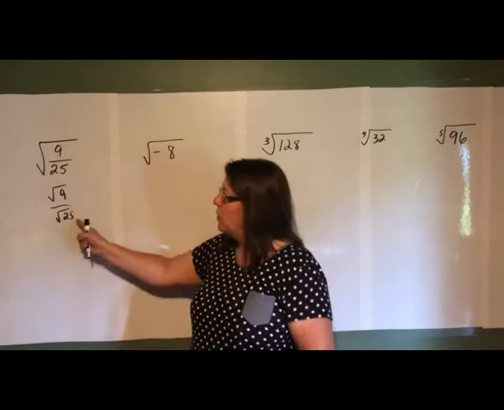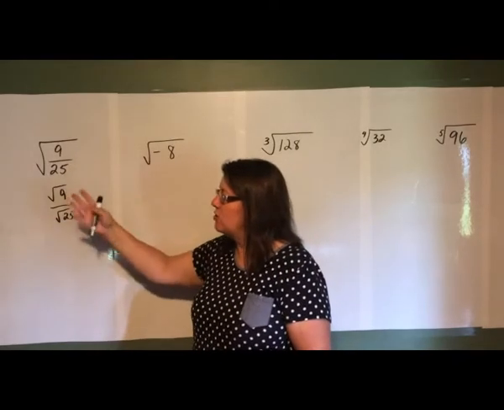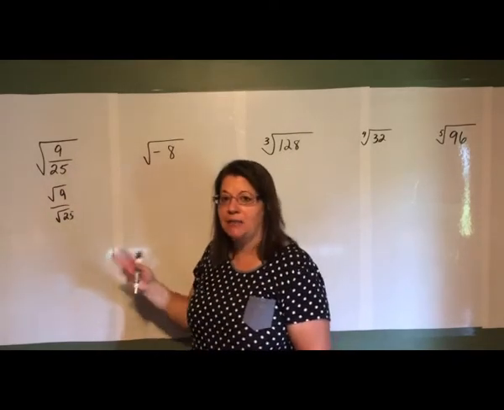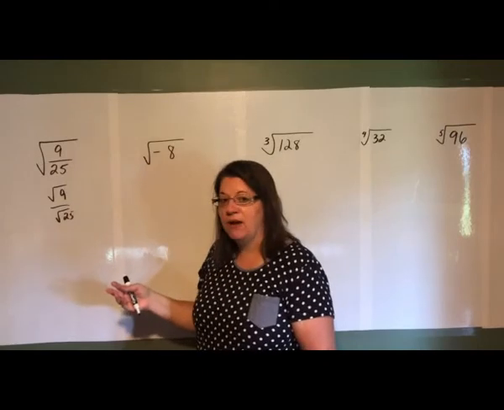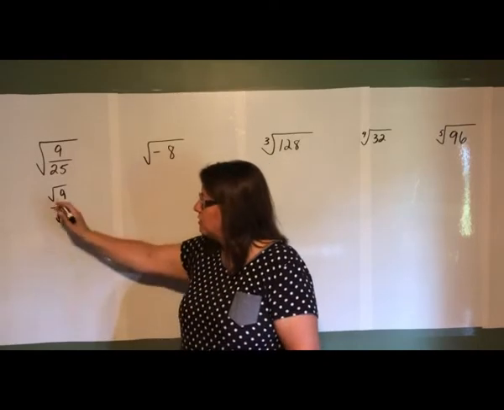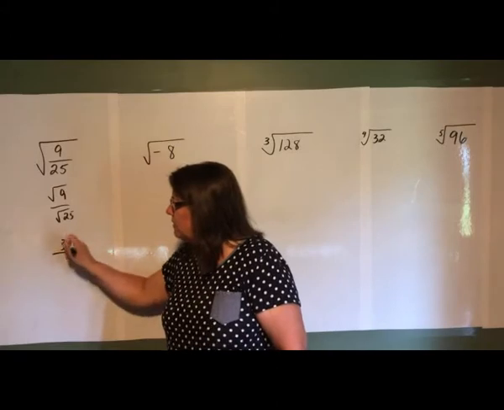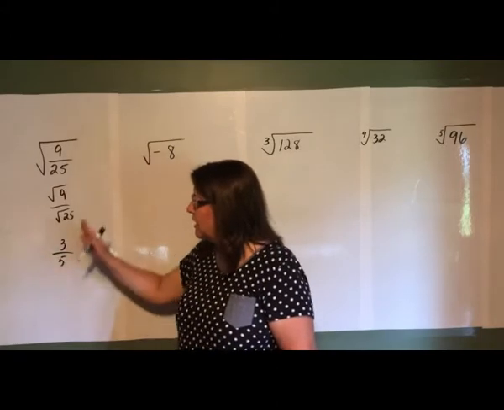All right, so with this, now that I've broken it down, I'm just going to simplify the top and the bottom. And then if it can be simplified further, I'll simplify that fraction. So the square root of 9 is 3. The square root of 25 is 5. So the answer there is 3/5.